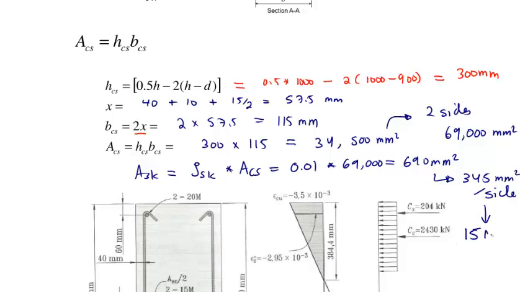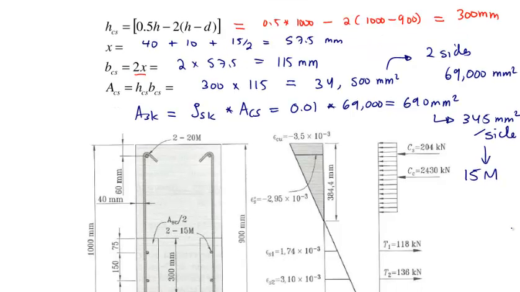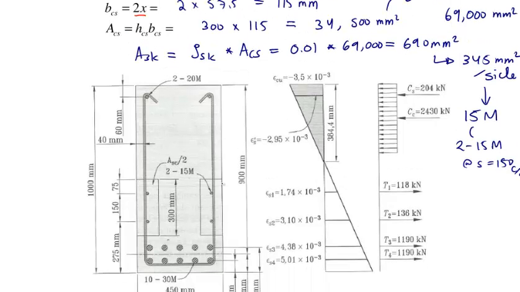So if I'm using 15 M bars, each 15 M bar is 200 millimeters squared. So that would tell me I need 2 15 M at maybe a spacing of 150 millimeters on center. How do I know the spacing? If I look at this figure over here, this is HCS. It's 300. So that's how I know how to space them. So this would be 150 millimeters. You have 75 left over here. So that's per side.